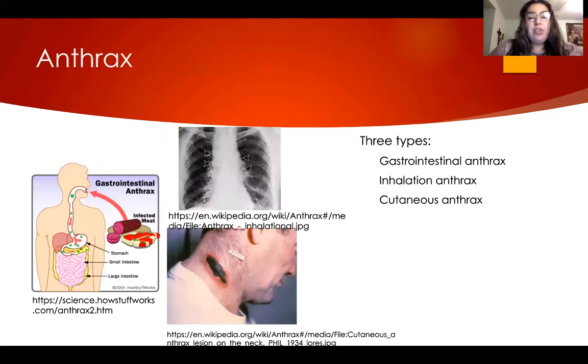So there are three types of anthrax. There is gastrointestinal anthrax, inhalation anthrax, and cutaneous anthrax. I will talk about these and how they're acquired later on.